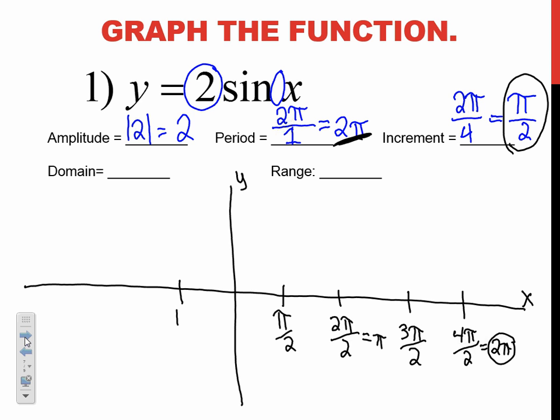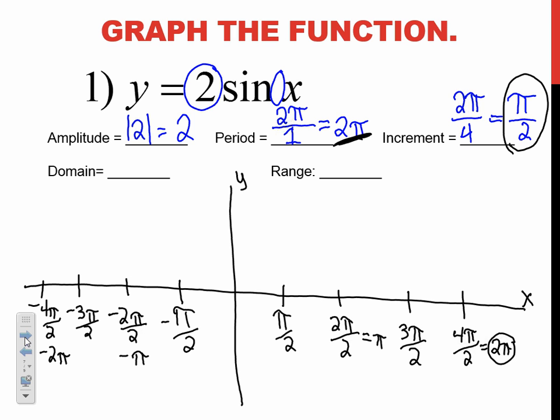So on this side, we're going to have negative pi over 2, negative 2 pi over 2, which remember would be the same as negative pi, negative 3 pi over 2, and negative 4 pi over 2, which would be the same as negative 2 pi.